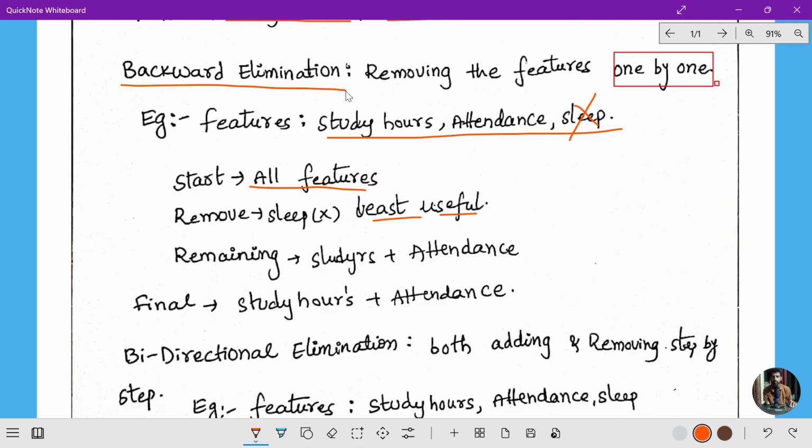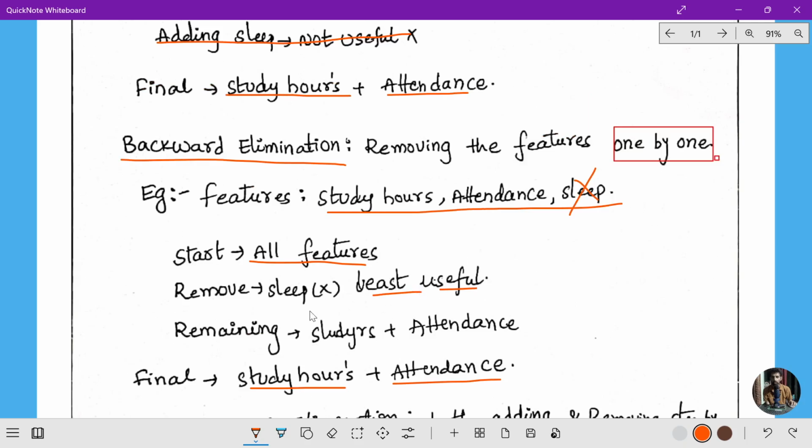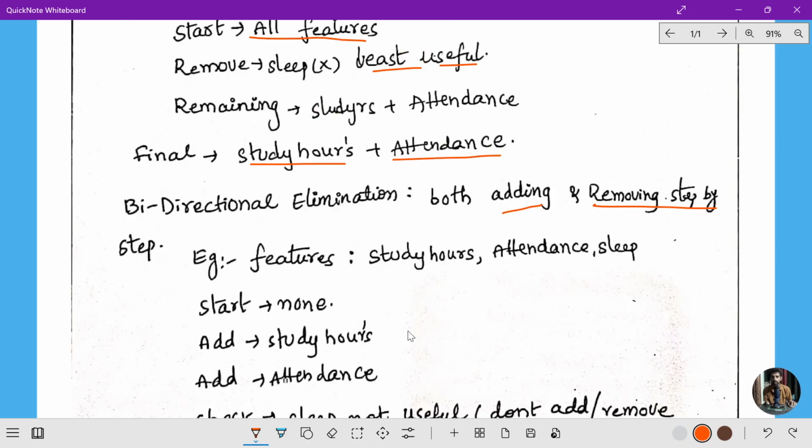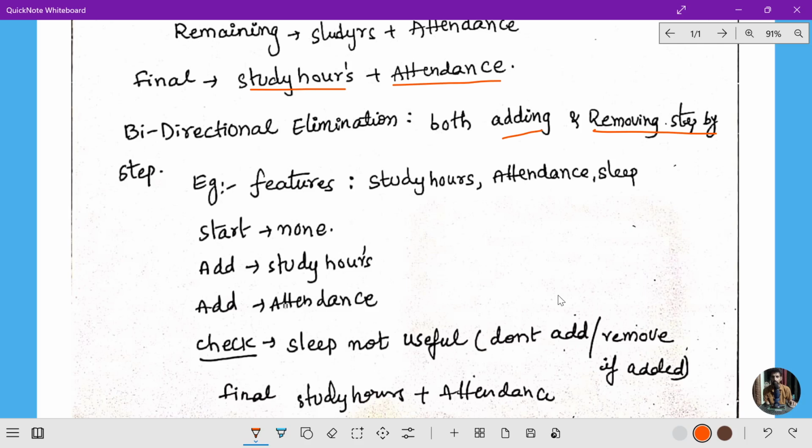In forward selection we are adding. In backward elimination we are removing one by one. In bidirectional elimination, both adding and removing happen step by step. In this case we required only study hours plus attendance. So the third one is called bidirectional elimination. Remember, when we have the forward direction we add, when we have the backward direction we remove, but when we say bidirectional, we can have both adding and removing step by step.